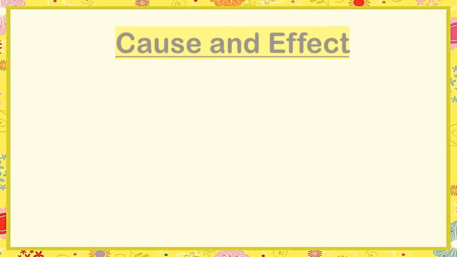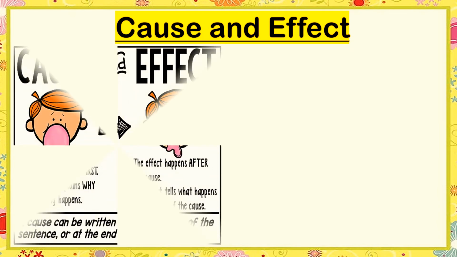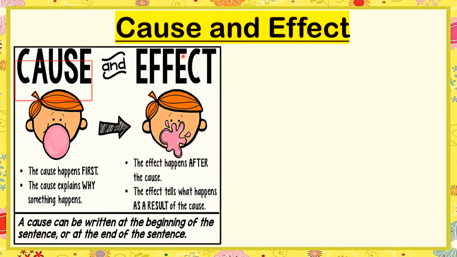So class, let us further discuss what is cause and effect. Cause. The cause happens first. Always remember that class, the cause happens first. The cause explains why something happens. And effect. The effect happens after the cause. So class, cause happens first and after cause, which comes next? The effect.